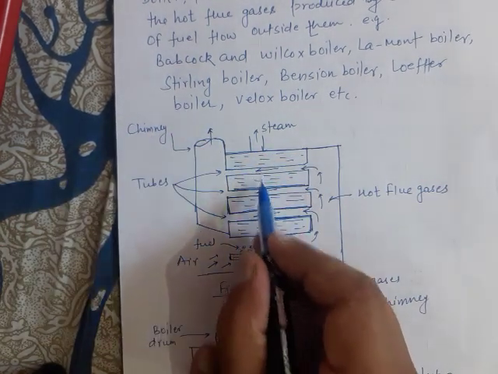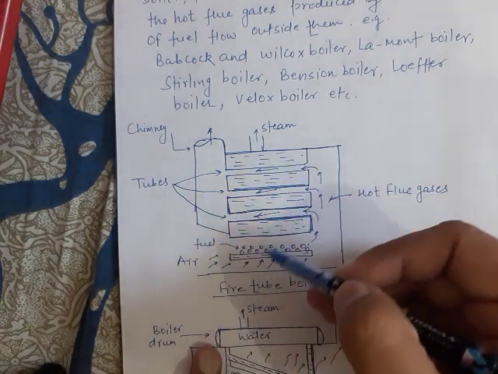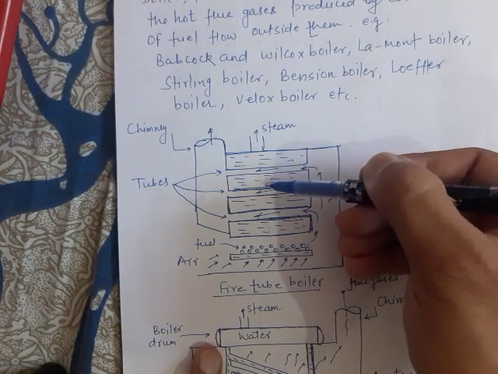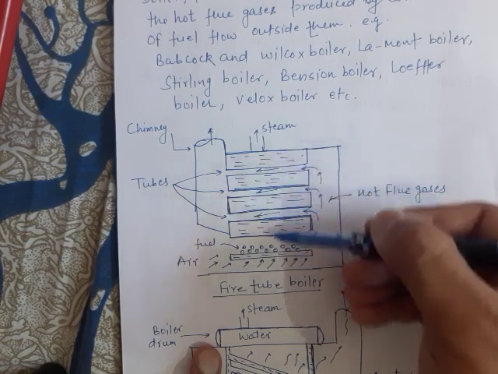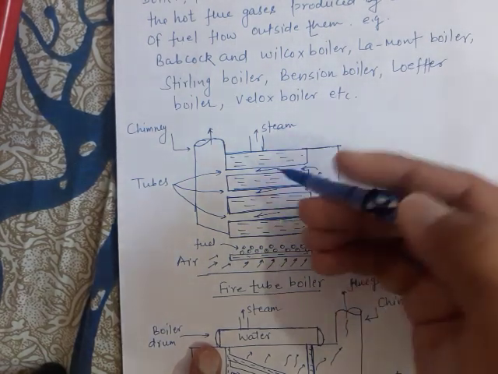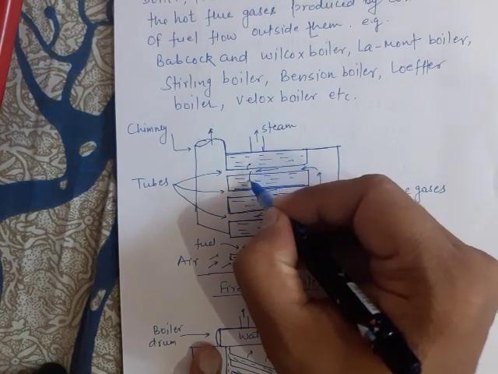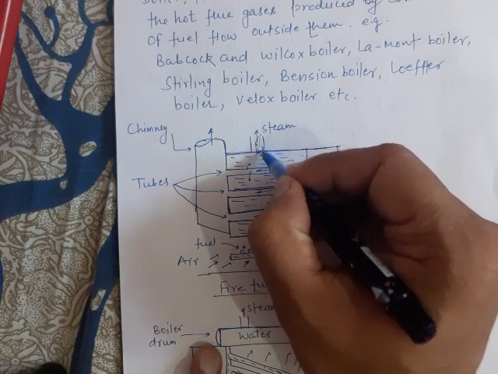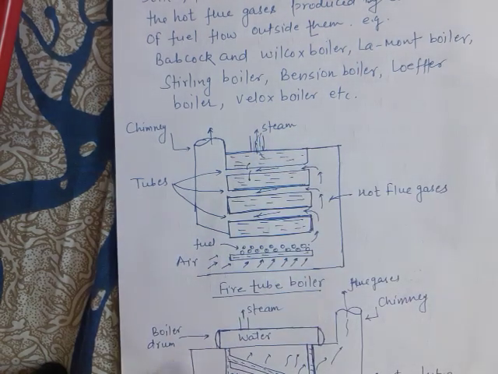So these are the tubes through which hot flue gases are flowing, and outside these tubes is the water inside the shell. These tubes are surrounded by the water, and heat is transferred from hot flue gases to the water, and water is converted into the steam which is taken out from this pass. I think you have understood.